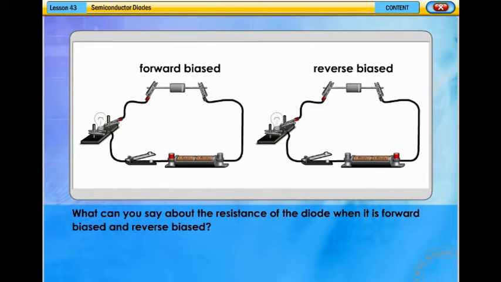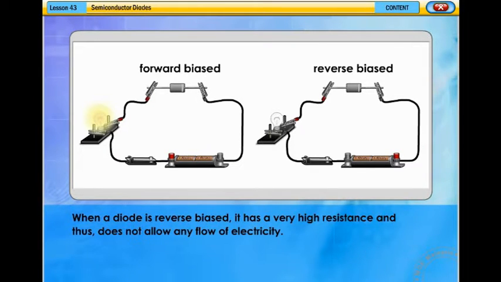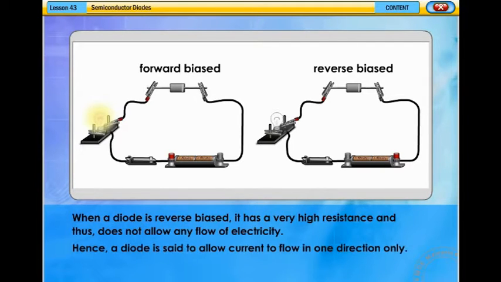What can you say about the resistance of the diode when it is forward biased and reverse biased? When a diode is forward biased, current is allowed to flow from the anode to the cathode. This indicates that the resistance is low in a forward-biased diode. When a diode is reverse-biased, it has a very high resistance and thus does not allow any flow of electricity. Hence, a diode is said to allow current to flow in one direction only.